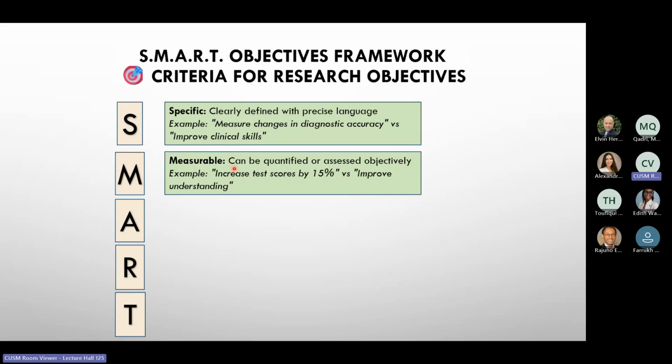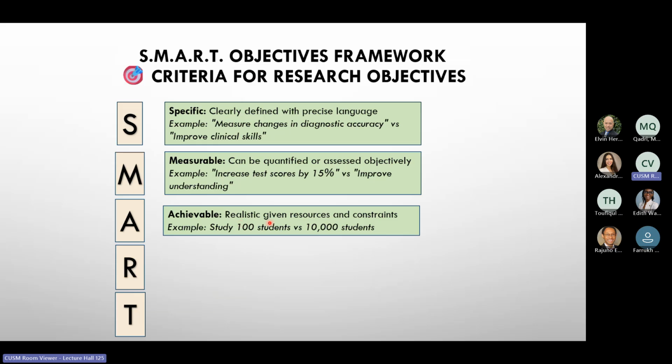M, measurable. This can be a quantifiable or quantified element and assessed objectively. For example, increase test scores by 15%. A poor alternative would be improve understanding. We can never measure understanding because we don't know the degree to which one person can understand something versus another person understanding something. You'll notice here, we can definitely measure test scores if they increase or decrease by a certain percentage. Definitely objectively measured.